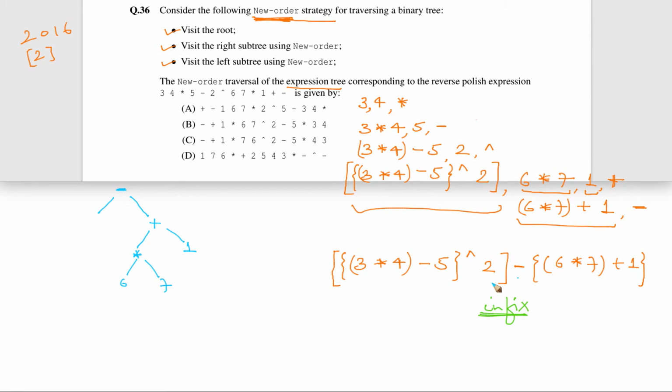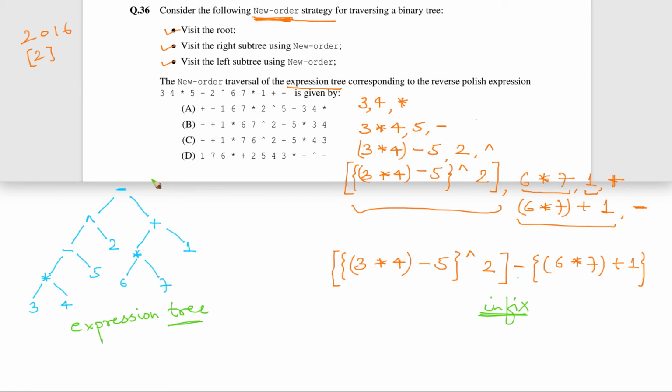Now let's create nodes for this 3. So firstly exponentiation will be there, then the right one is 2. For the left one we are firstly going to have minus, and then the right one is 5, and the left one is 3 into 4, which is something like this, 3 and 4. Okay, so this is the expression tree for this infix and this reverse polish or postfix notation.